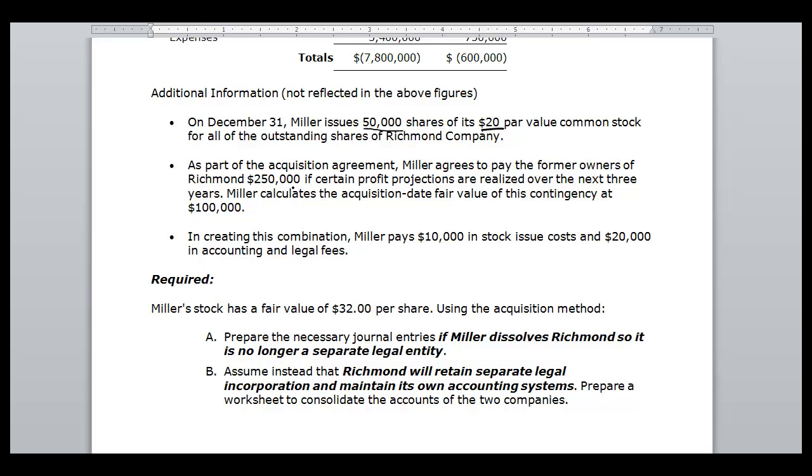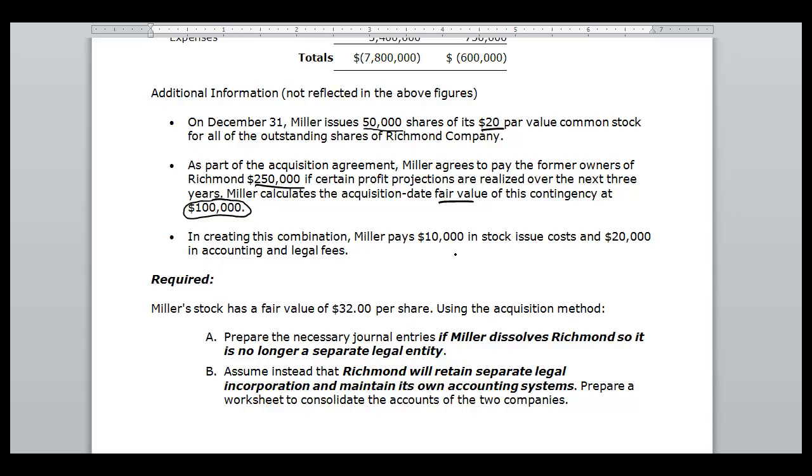Now, the other thing is, as part of the agreement, they agree to pay the former owners $250,000. That's a gross sum if certain projections are met. Now, what they have done is they've done a calculation of the fair value of this, and so maybe they think there's not a 100% probability that they'll be paid the $250,000. So they have put an assigned value of $100,000 on that contingency, and we'll account for that in the opening entry here.